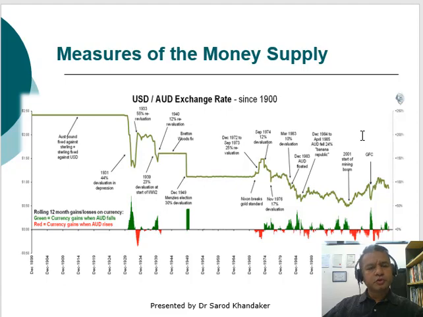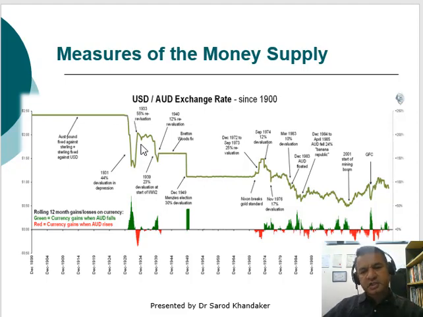Now, before going to the topic, we'll first talk about the measures of the money supply. When we talk about the measures of money supply, let's look at the Australian dollar and US dollar exchange rate since 1900. If you look at this chart, you will find that the exchange rate was quite flat from 1900 till 1929.